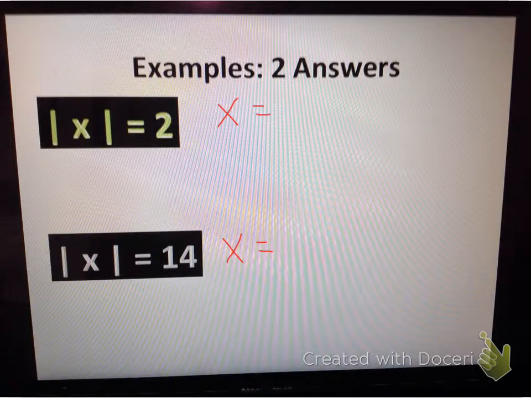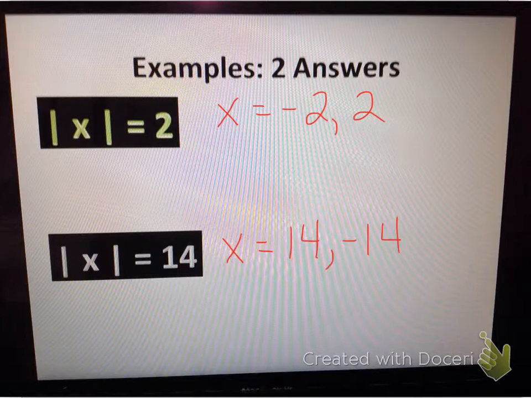Numbers 1 and 2 in your notes pack are the basic versions of absolute value equations. We know that there are two numbers, based on what we know about absolute value equations, that can give us an answer of a positive 2. That is, a negative 2 and a positive 2. We also know that for the second problem we can use a positive 14 and a negative 14. If you substitute those both in for x, we'll find that the absolute value of a positive 14 and negative 14 will also give us a positive 14. Pause the video and write down your answers for number 3 and 4.